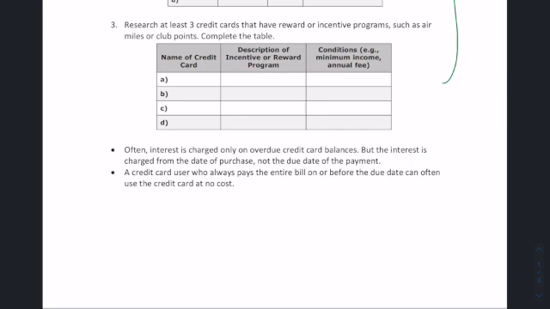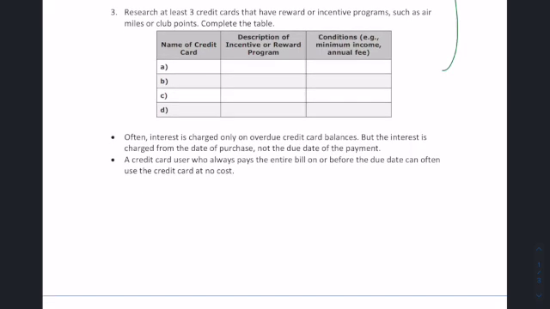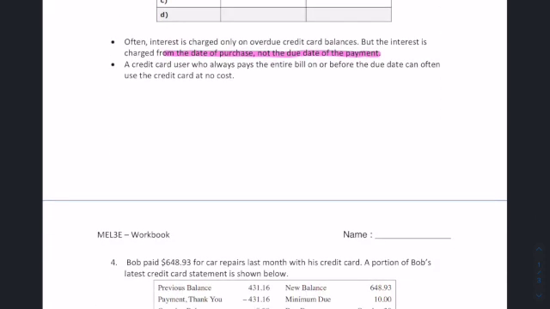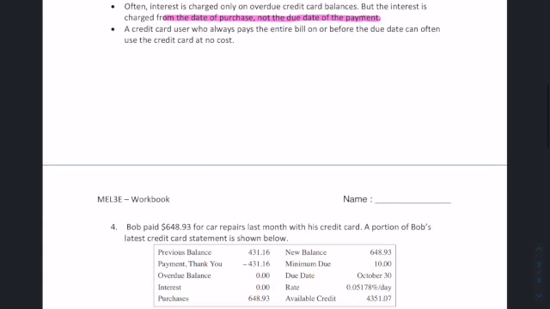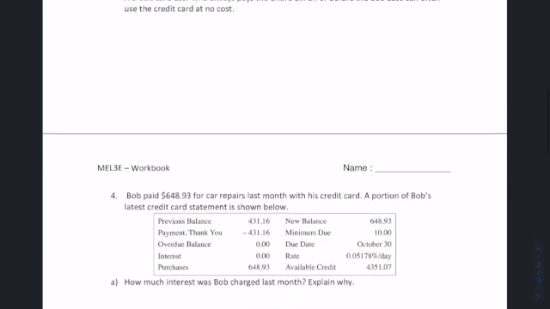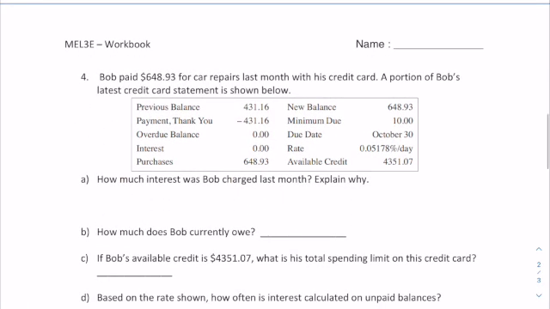So often interest is charged only on overdue credit card balance, but the interest is charged from the date of purchase and not the due date. So that's something to kind of make note of. A credit card user who always pays the entire bill on or before the due date can often use the credit card at no cost. So if you're paying everything on time fully, so you have $600 on your credit card and you pay the $600, you can use that credit card with no cost, but you will build up a credit rating, which would be a good credit rating because you're paying everything off.